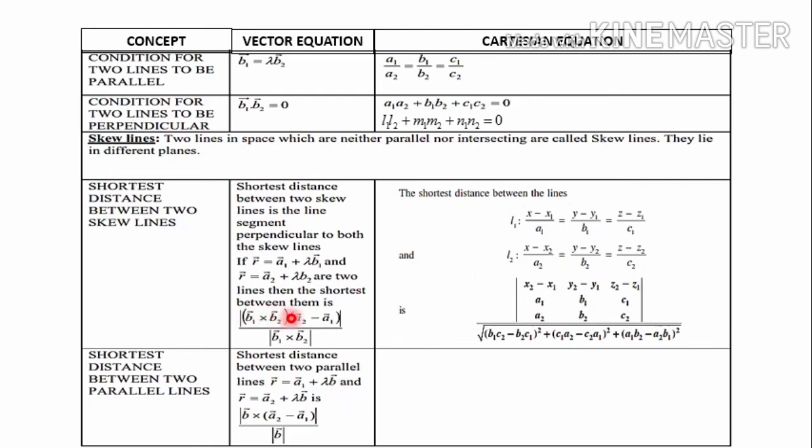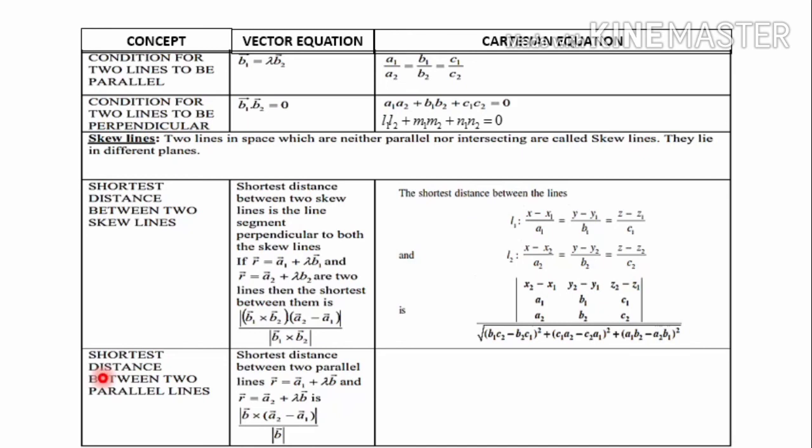Modulus of (b1 cross b2) dot (a2 minus a1) divided by modulus of (b1 cross b2). And the Cartesian form is the determinant with rows (x2 minus x1, y2 minus y1, z2 minus z1), (a1, b1, c1), (a2, b2, c2), divided by the root of (b1 c2 minus b2 c1) the whole squared plus (c1 a2 minus c2 a1) the whole squared plus (a1 b2 minus a2 b1) the whole squared.